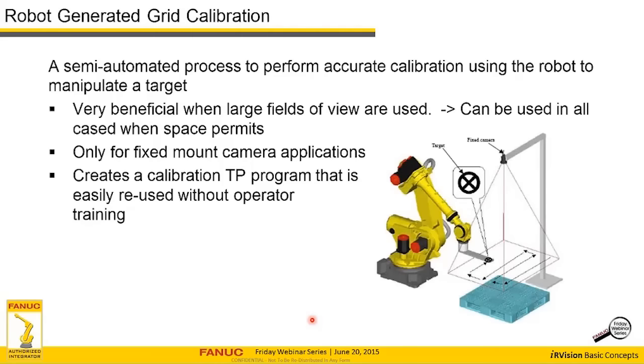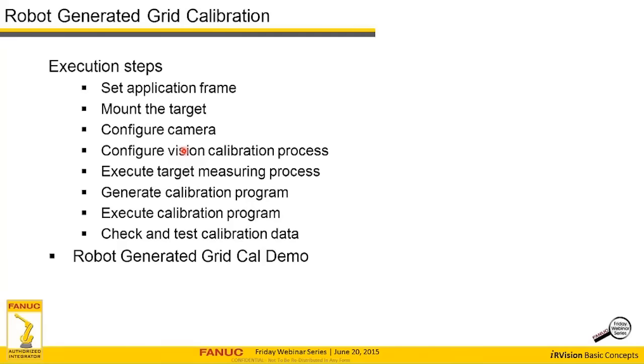The second thing is, depending on the robot, depending on where your target is held on the robot, I find that we can get into singularities as the system moves around. And that really is more trial and error. To avoid that, you're going to have to try the robot-generated grid calibration process and then maybe just change how the robot is presenting that target to the camera to avoid singularities. As I said, it's only for fixed mount camera applications, and again, it creates an automated TP program, just like we just did with the automated grid frame set, that can be easily reused without operator training of using iRVision setup.